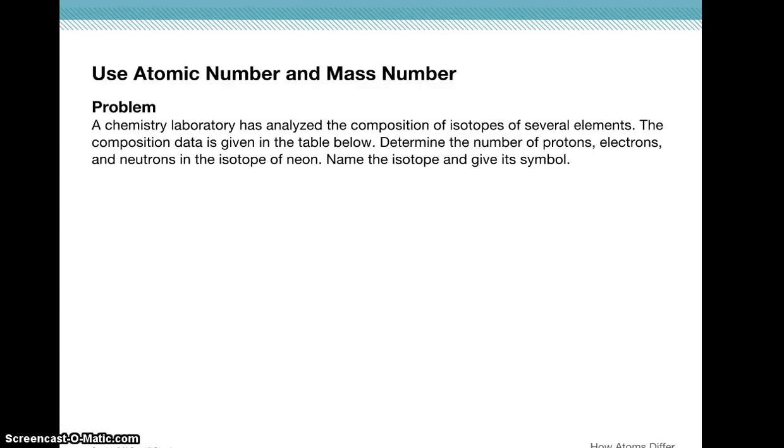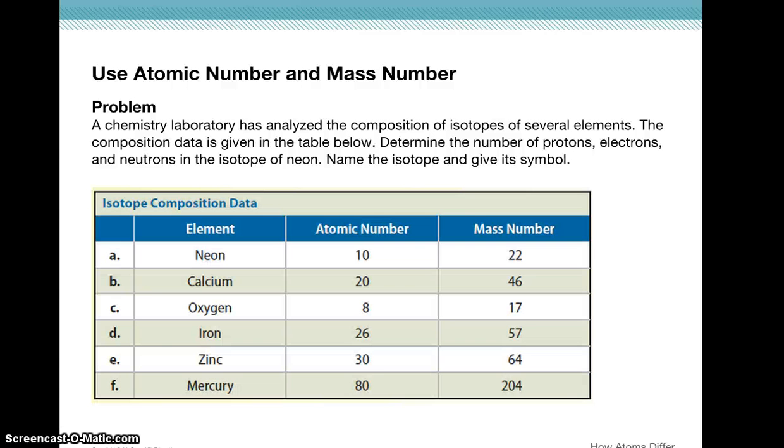All right, so here we go. We want to solve our problem. It says, a chemistry laboratory has analyzed the composition of isotopes of several elements. The composition data is given in the table below. Determine the number of protons, electrons, and neutrons in the isotope of neon, name the isotope, and give its symbol. So find neon on your periodic table. It tells us here that the atomic number is 10 and the mass number is 22.